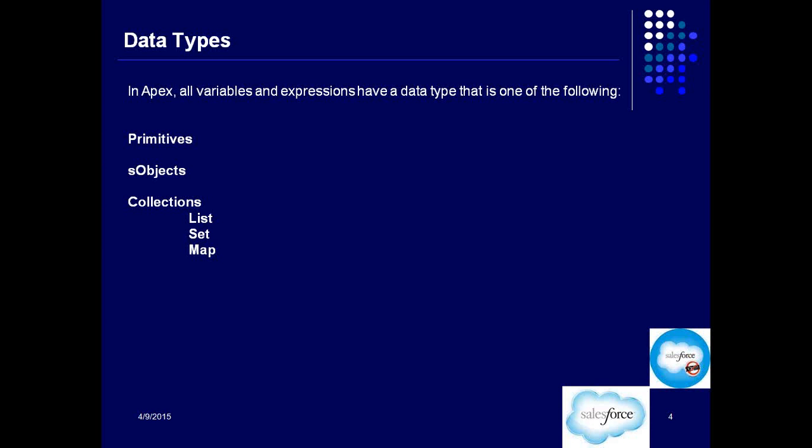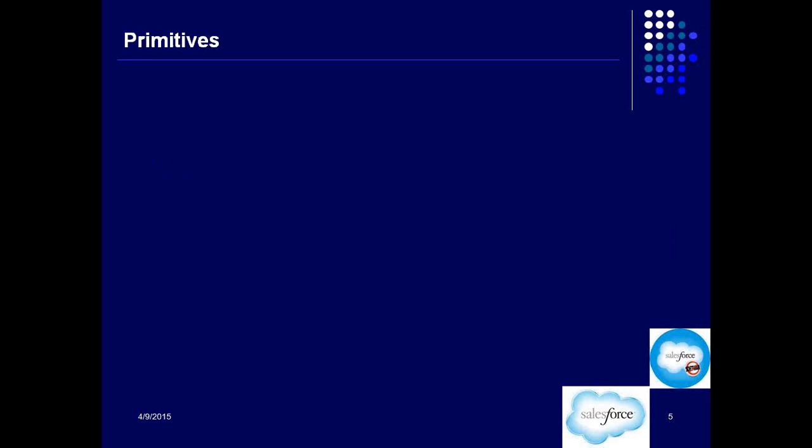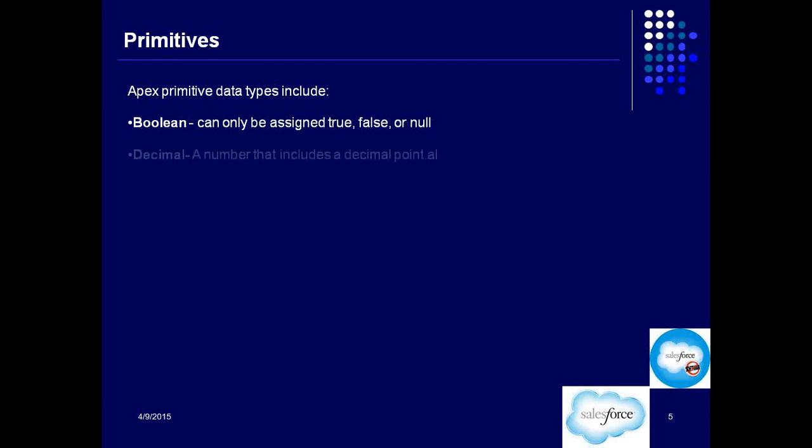So we'll start with the primitive data type. What exactly is the primitive data type? Primitives are the basic data types that you see in other programming languages also. Like a boolean can only be assigned true or false. So boolean is either a true or a false. Boolean is a data type which can hold a true or false value.